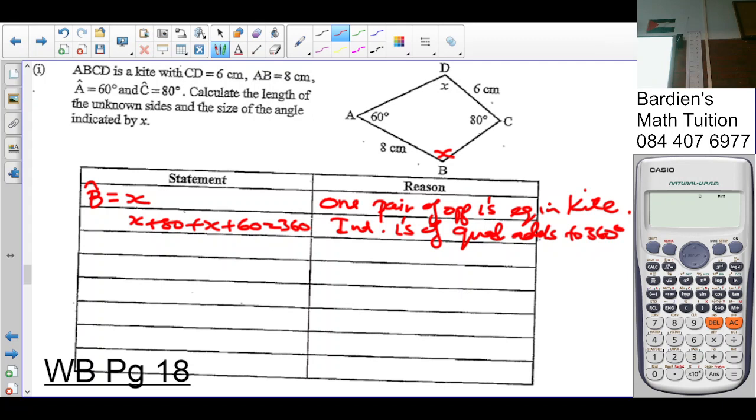Okay, you all agree with that? So we have 2x is equal to 360 minus 60, which is 300, minus 80, which is 220. Is that correct? So how do we get x on its own? Divide by 2. So x is 110 degrees. Alright, you all agree with that, people? Any confusion?